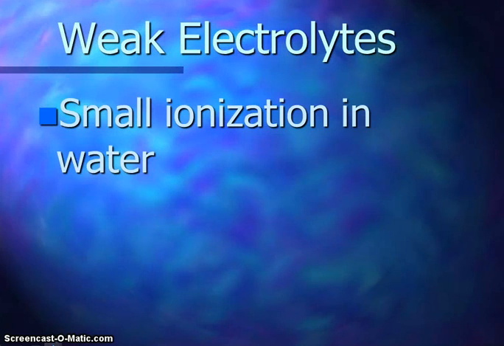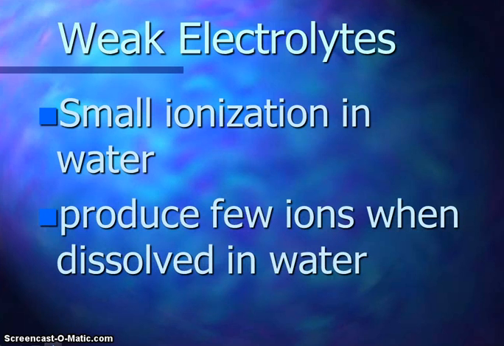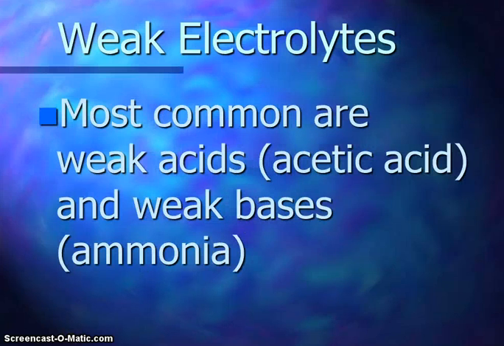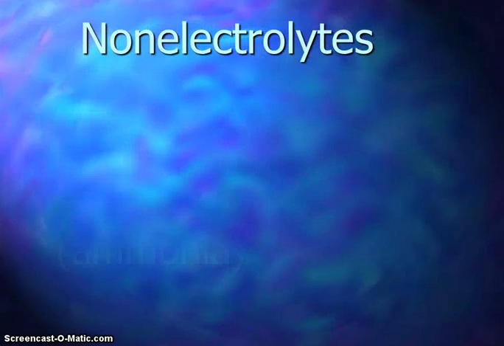Weak electrolytes have a small ionization in water, or only a small percentage of their particles break up into ions. So they produce few ions when dissolved in water. The most common weak electrolytes are acetic acid and ammonia. Acetic acid is HC2H3O2 for its formula, and ammonia is NH3 for its formula.